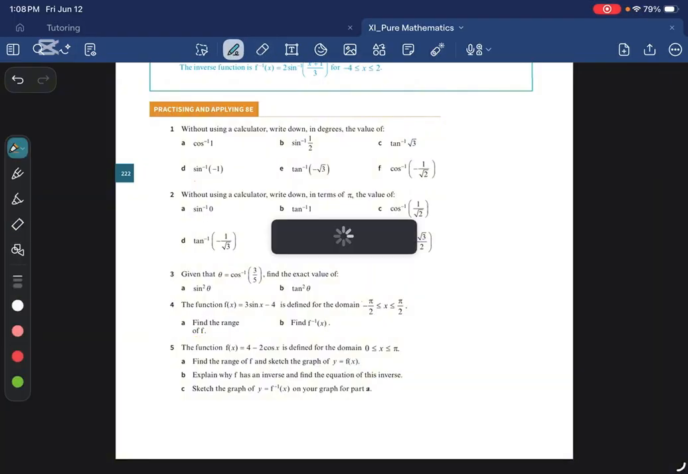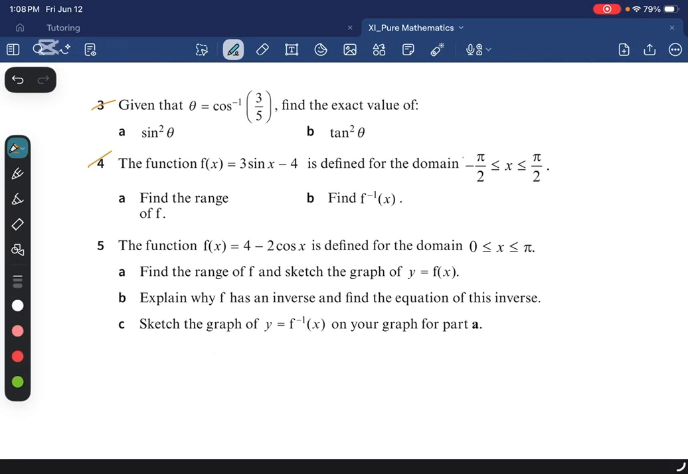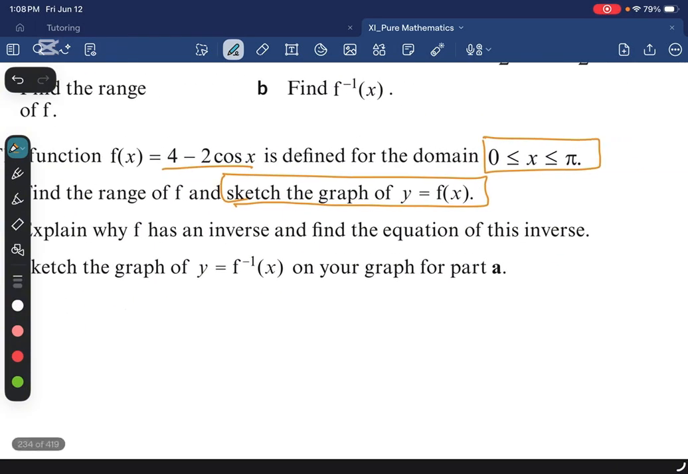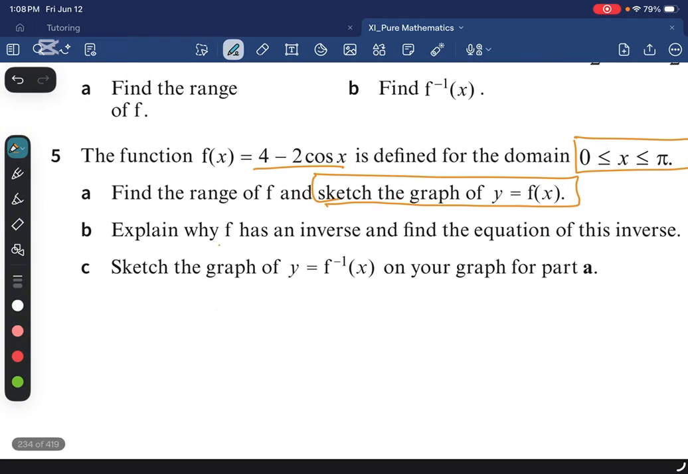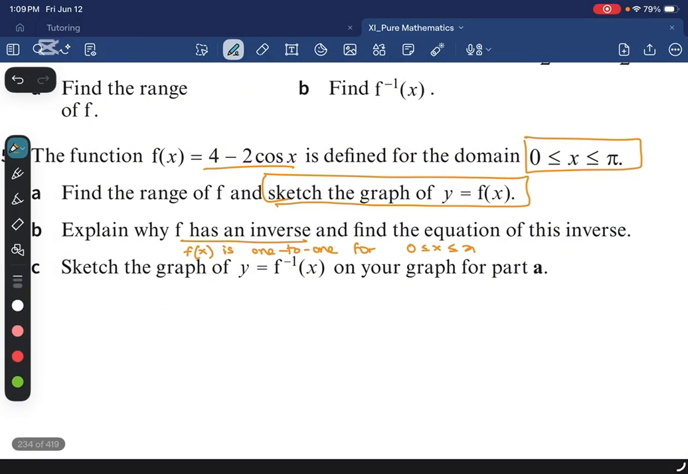Question 5. So we are done with the first 4 questions. We have this function. I'm not going to sketch the graph; I'm going to leave the graph sketching to you. And for this domain, cosine has an inverse. Remember that. All right. So explain why f has an inverse. Because f of x is 1 to 1. If you draw the graph, you're going to see that it is 1 to 1 for 0 ≤ x ≤ pi. All right, that is why it has an inverse.